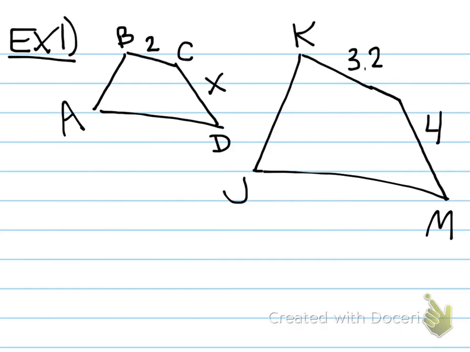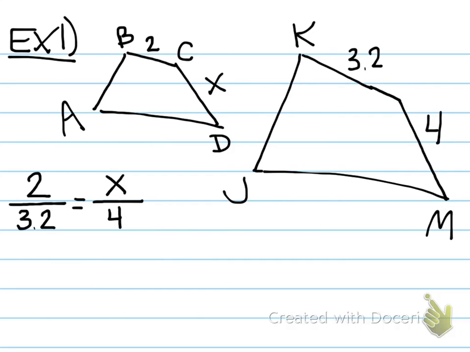Okay, so we could set up a proportion. Let's do small to big. It won't matter if you do small to big or big to small as long as you do it the same for both ratios. So the side of the small quadrilateral, that is 2, matches up with the side of the large quadrilateral, that is 3.2. We can set up this proportion because we know these ratios are equal. We want to start with our small quadrilateral again, and x matches up with which side? The side that is 4 of the large quadrilateral.